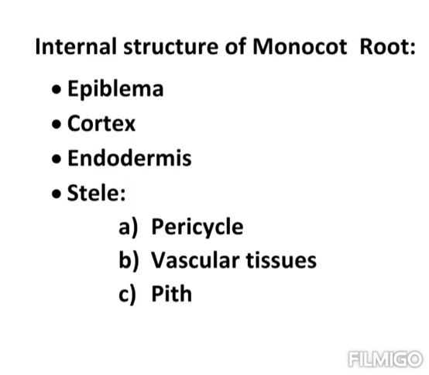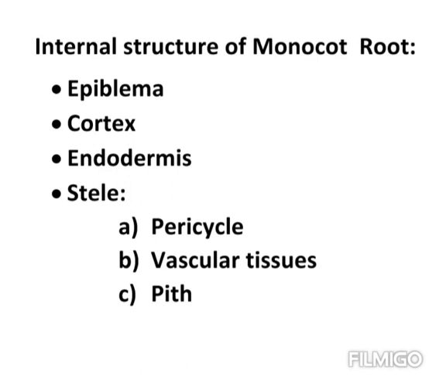So, epiblema is the outermost layer. It is made up of a single layer of parenchyma cells. Stomata and cuticle are absent. The root hairs help in the absorption of water and minerals from the soil. It protects all the inner tissues.